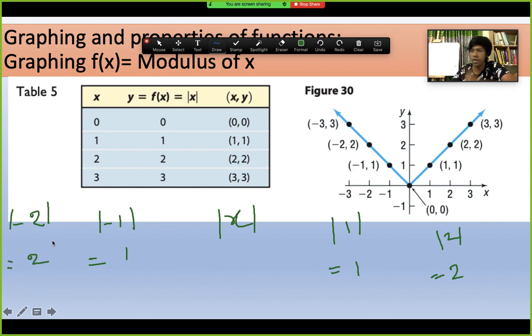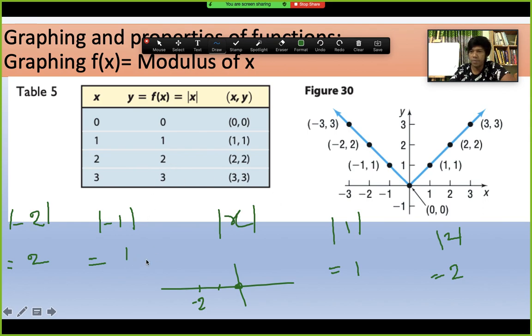Only the positive value we take when it is modulus, because modulus indicates the distance. Do you know what this modulus means? It means the distance. On the number line, on the x-axis, this is minus 1, this is minus 2. So what is the distance of this minus 2 from 0? 1, 2. The distance is plus 2. Distance is always positive. This modulus means the distance of that point from the origin, that's why it is always positive.